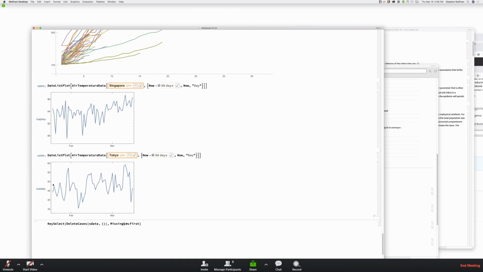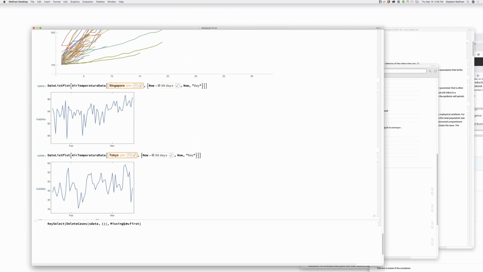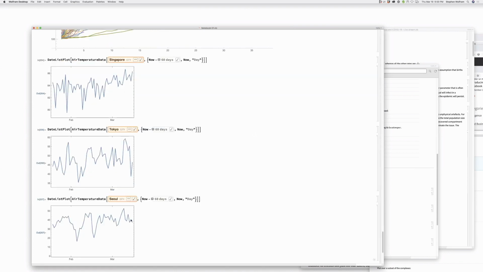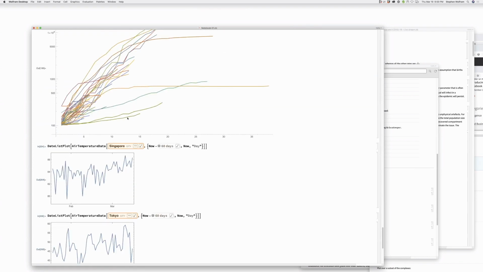50 degrees Fahrenheit, basically. Okay. And Seoul, probably not warm either. Seoul also gets very cold in the winter. 40 degrees. Okay. So much for that.